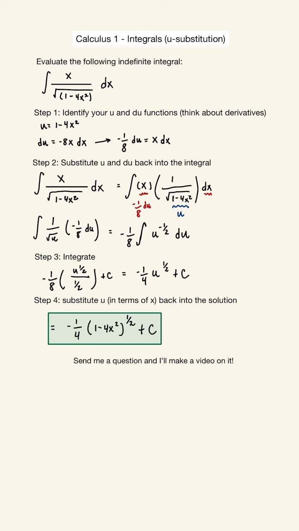And the last step is we can go ahead and just substitute our original u back into our solution. So this u will get replaced by what we defined u as earlier. And then after that, we'll have our solution to this example problem.